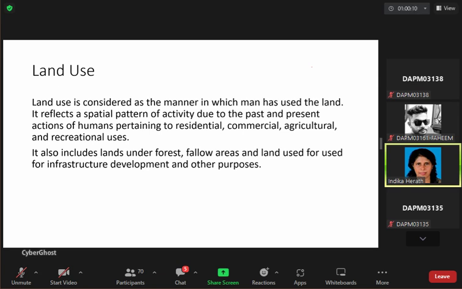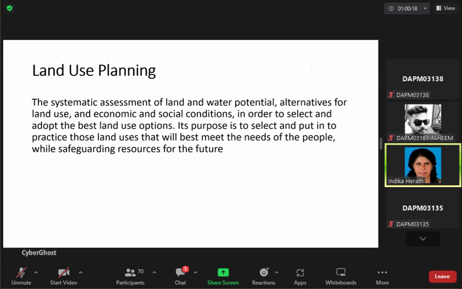So that is about land use, right? Land use means what purpose the land is being used. And there is another term that we use, which is called land use planning. It is a systematic assessment. You carefully look at the land, what is the potential of the land. Planning what kinds of things the land's potential allows it to be used for, that is what we call land use planning. So the land and water potential and also alternatives for land use.